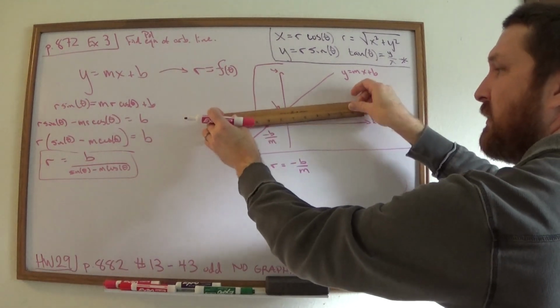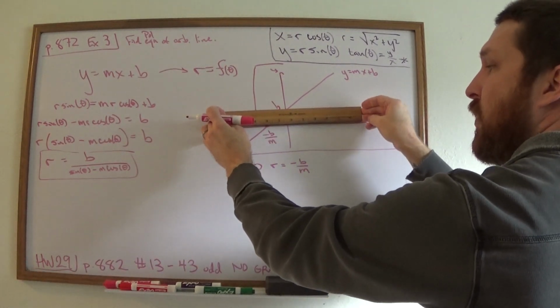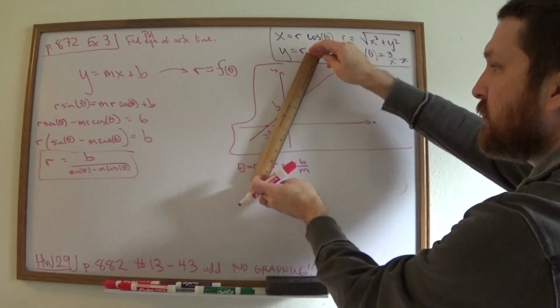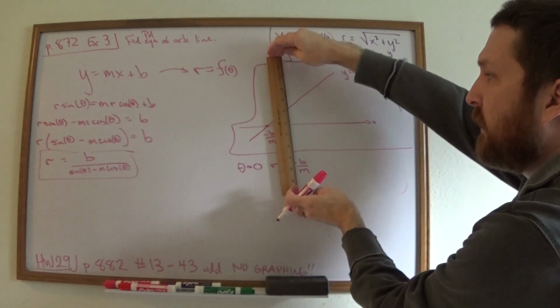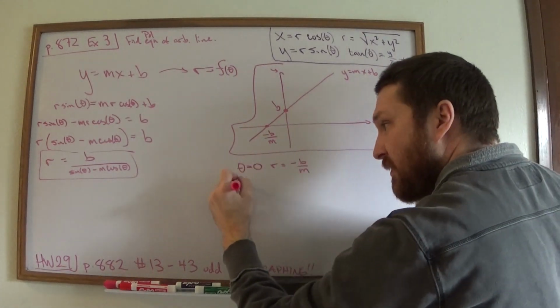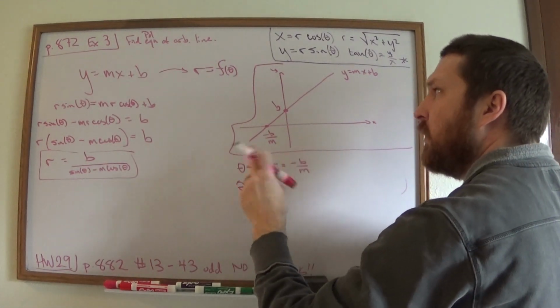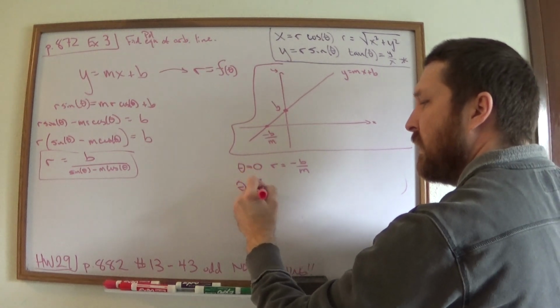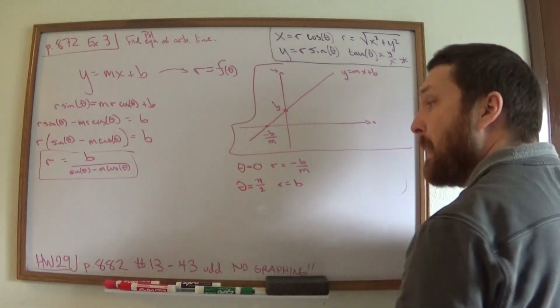Let's do another one that we could do easily. When theta is equal to pi over 2, then r should be b. When theta is equal to pi over 2, then r should be b.